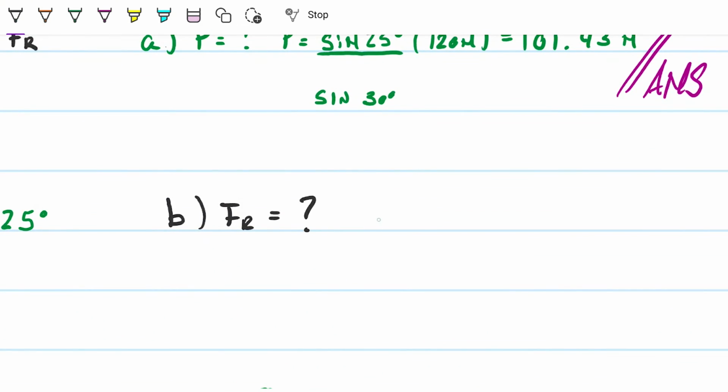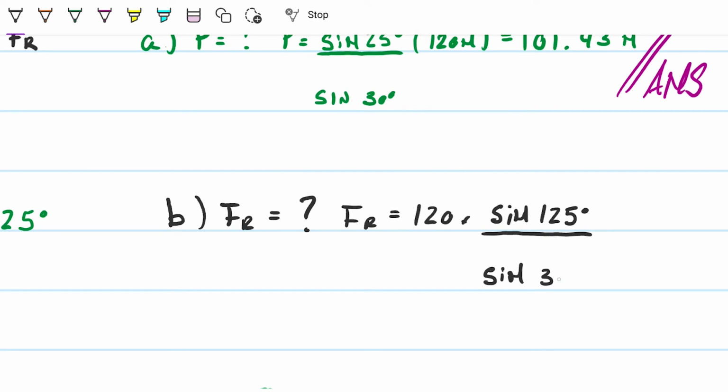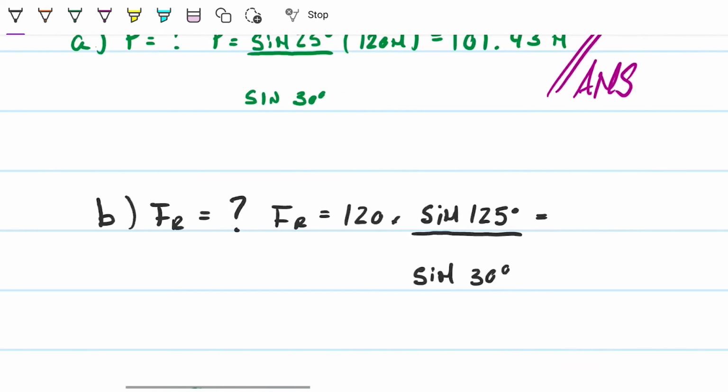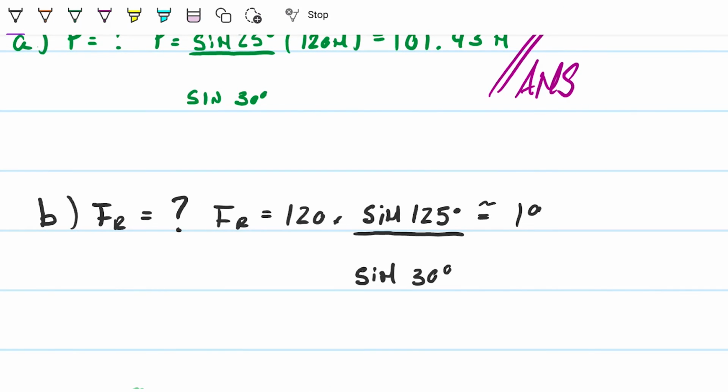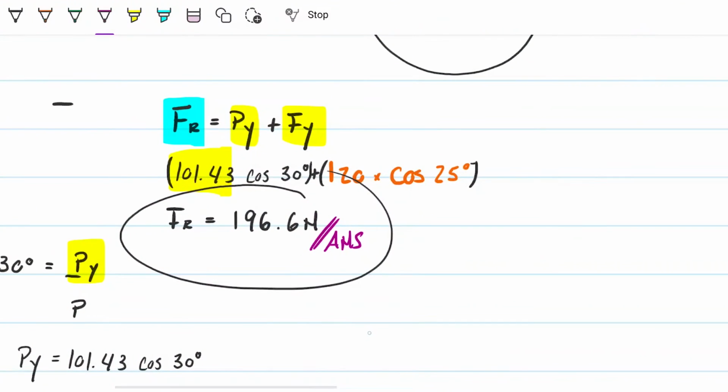So I'm going to go ahead and do the one I just highlighted, and my resultant force will be equal to 120 times the sine of 25 divided by the sine of 30 degrees, which equals approximately 196.6 newtons. And this hopefully matches what we have up there. Let's check here, 196.6. Yes, we did right here.